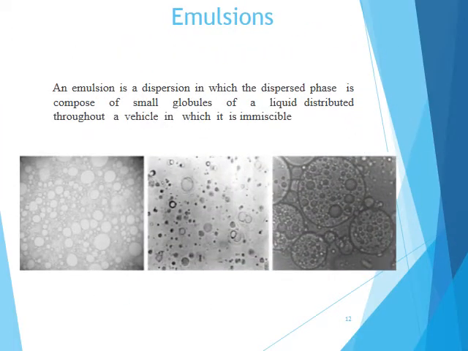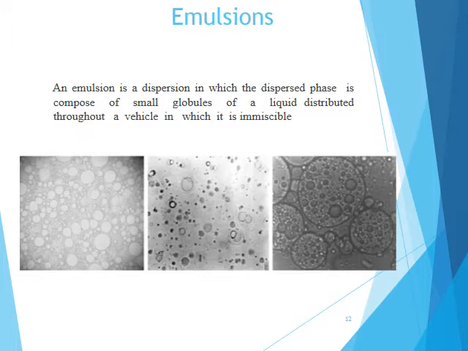So the first thing to start with related to pharmaceutical emulsion is a simple definition of pharmaceutical emulsions. So we need to know what pharmaceutical emulsions are. Pharmaceutical emulsions can be defined as dispersions in which the dispersed phase is composed of small globules of liquid distributed through a dispersion medium, and the internal phase is immiscible with the external phase. So that's the simple definition of pharmaceutical emulsions or emulsions in general.